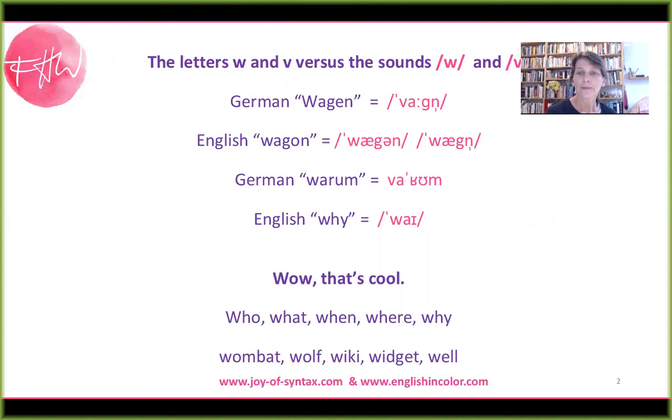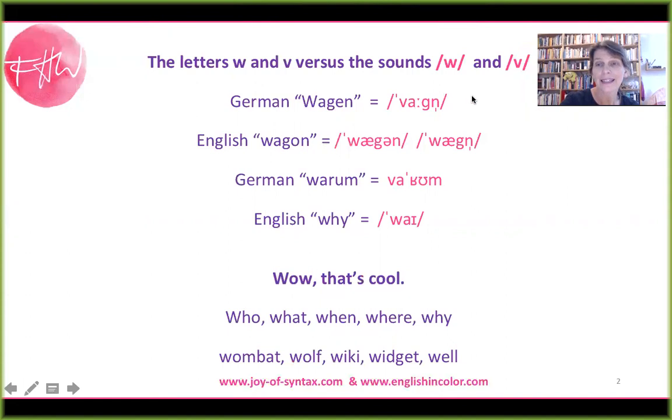Okay, in German, we do not have this sound. Well, in standard high German, we do not have this sound. It's a bilabial glide, as in wow. We do, however, have this sound, which is a labiodental fricative, a voiced labiodental fricative. However, the letter V usually represents a sound that is voiceless. And so that is very difficult for us.